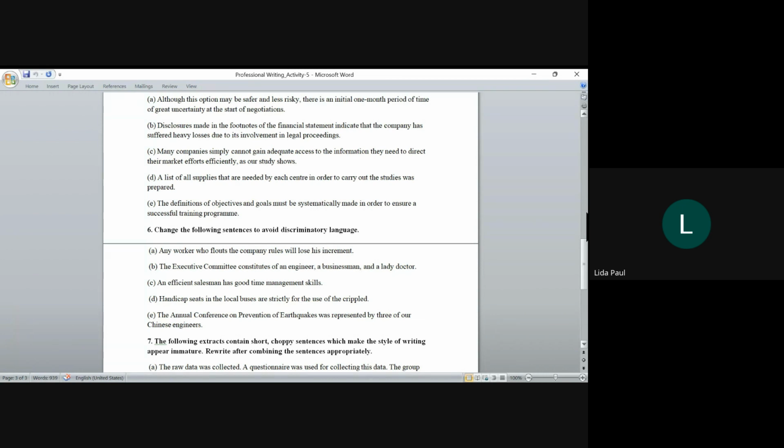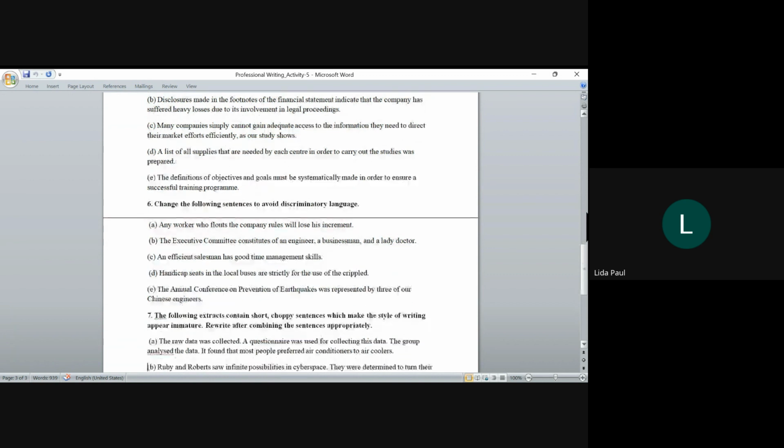Both are correct. And a lady doctor, no, you simply write a doctor. No need of mentioning lady or man. Okay. So the executive committee constitutes of an engineer, a business person or a business owner, and a doctor. Right. How about C? An efficient salesman has good time management skills. I think most of these are concentrated on the gender biases. And salesperson. Salesperson, right? An efficient salesperson has good time management skills.